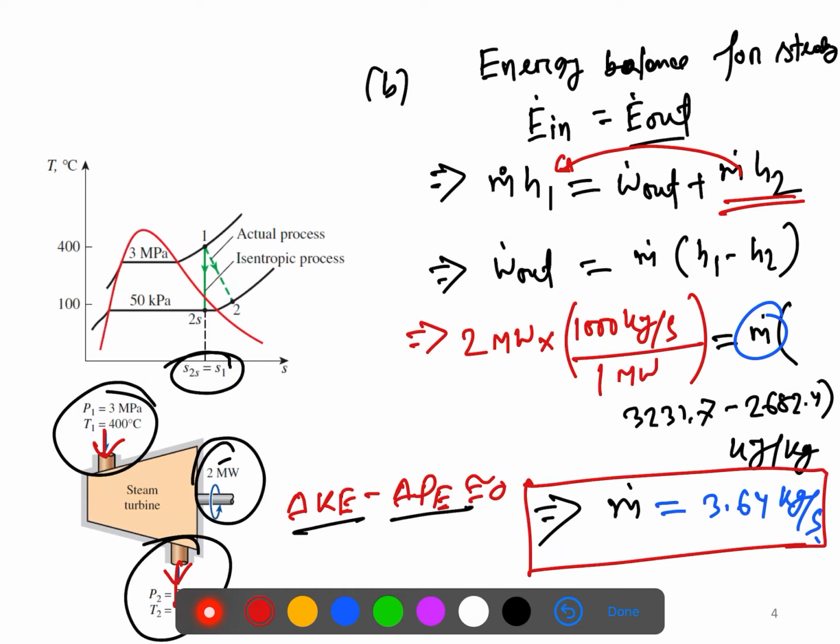So here what we did, we simply used the energy balance for a steady flow system. And for a steady flow system, we have only this input, and this is the output, the energy output. So we did some simple calculation here. I believe you understand. It is pretty straightforward, and I will tell you, just practice some similar problems for the next quiz and the final exam. So that's it.